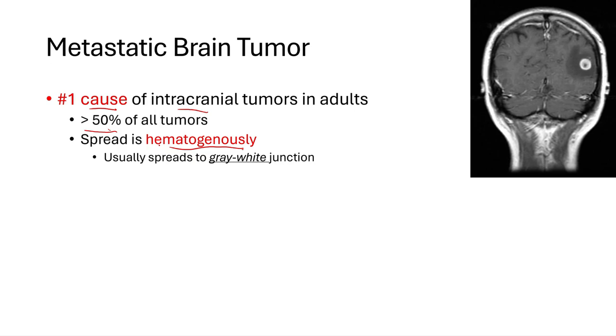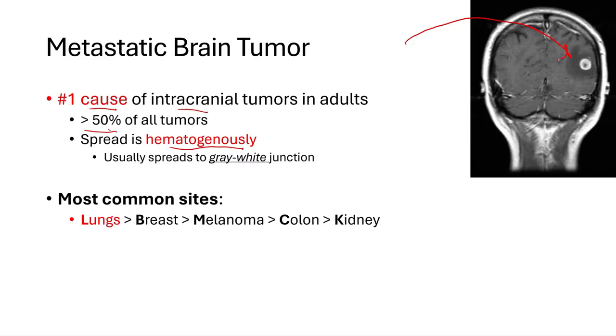And as we can see in this image, this spread is usually to the gray-white junction, or the portion of the brain that sits between the gray matter and the white matter. Now, it is important to know the most common sites. The most common overall site is going to be the lungs. This is then followed by the breast, melanoma, colon cancer, and kidney cancer.